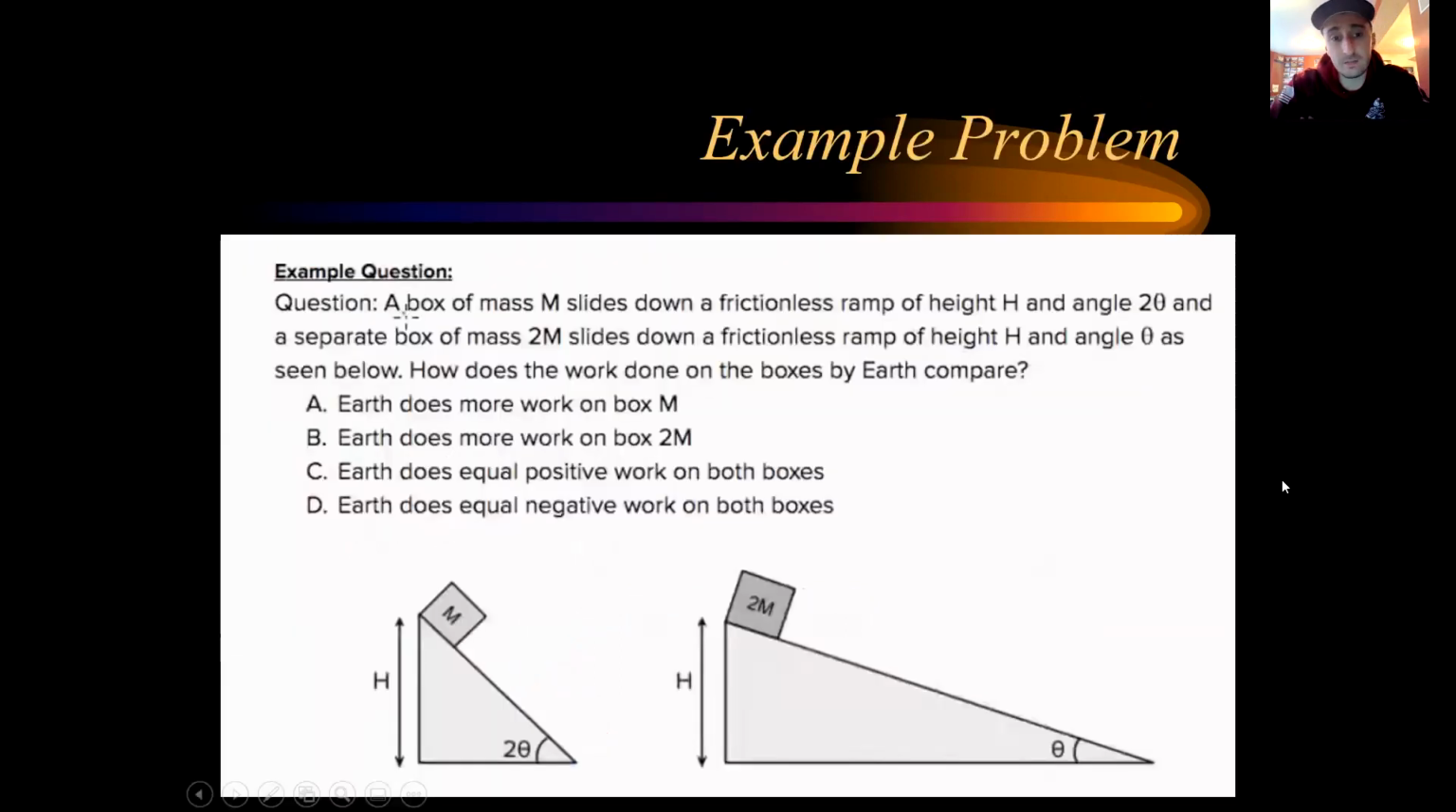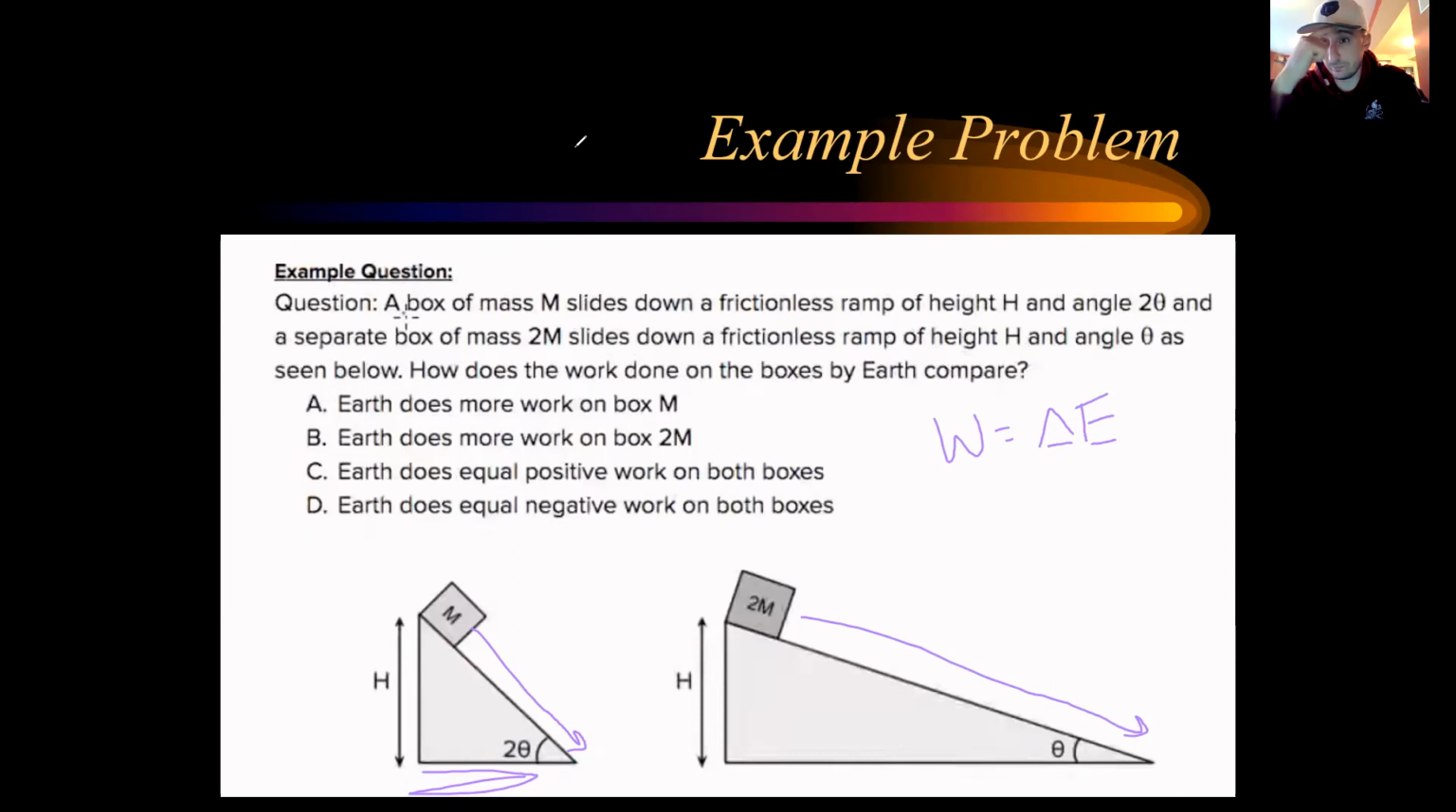It says, a box of mass m slides on a frictionless ramp of height h and an angle of 2 theta. So we're talking about this one over here. And a separate box of mass 2m slides on a frictionless ramp as seen below. How does the work done on the boxes by Earth compare? So obviously when you release them, they're going to travel some distance here. Looking at the work, change in energy, think about that. I'll pause here for a second. You can pause the video to select an answer and then see if you get it correct.